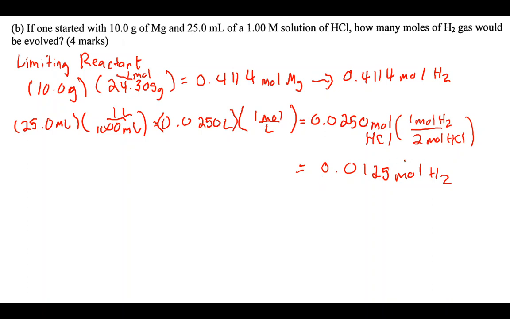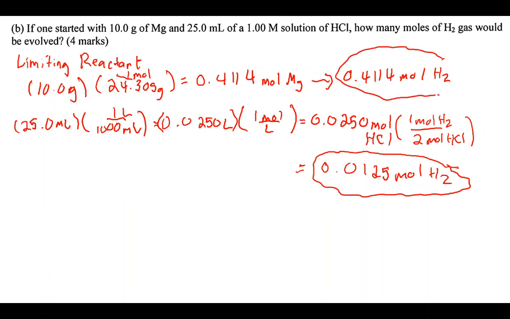Looking at this number and this number, it's clear that the HCl is going to be our limiting reagent. Therefore, how many moles of H2 gas we can produce depends on that. So this would be our answer. The amount of moles of H2 gas we could produce would be 0.0125 moles.